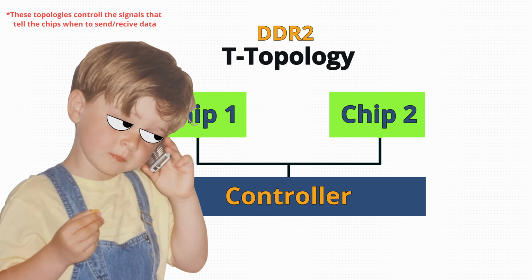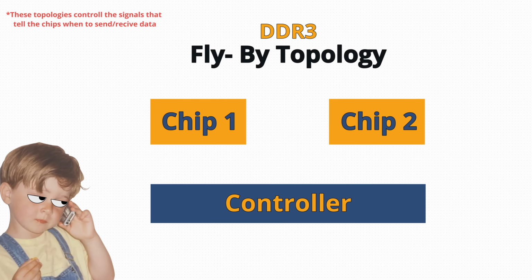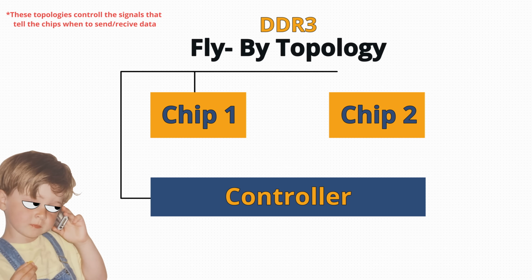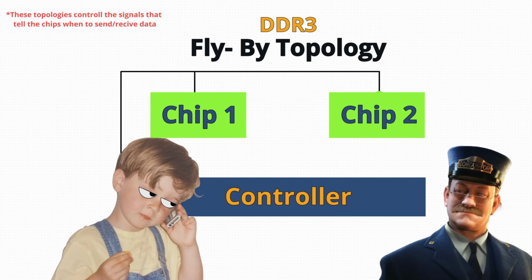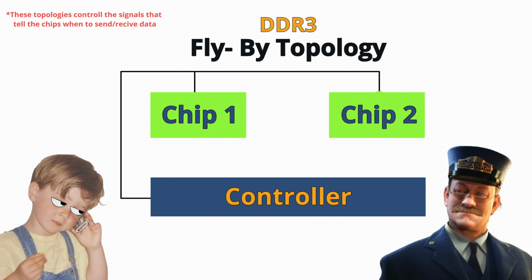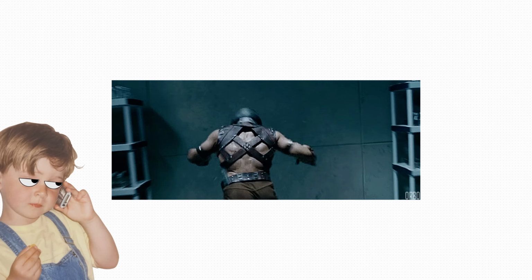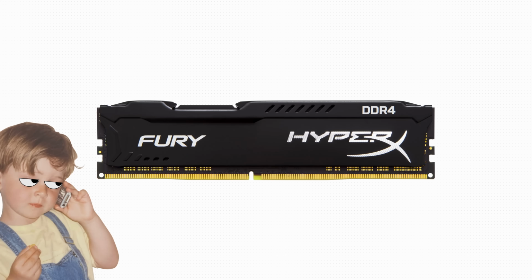This layout was messy and created electrical noise that limited speed. DDR3 fixed this with flyby topology. Instead of branching, the signal travels in one clean line, visiting each chip like a train stopping at stations. This made the signal way more stable, but it did force the memory controller to become a kind of conductor, timing the data so that even though the chips were at different points on the track, they all stayed in perfect sync.